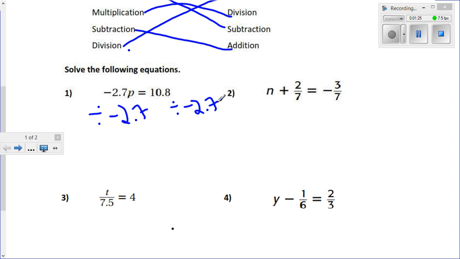Now you can use your calculator for this, that's fine. And when you do that, you're going to get a 4. And we need to think about this as a positive divided by a negative. So one negative sign, that makes our answer negative.